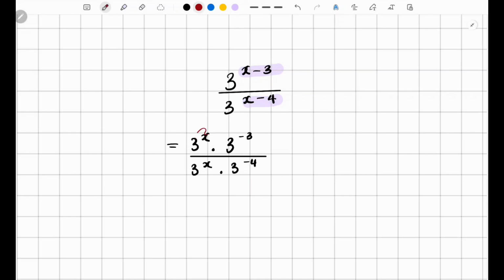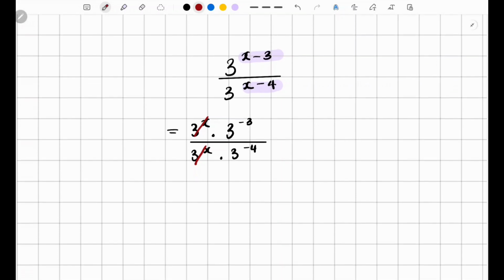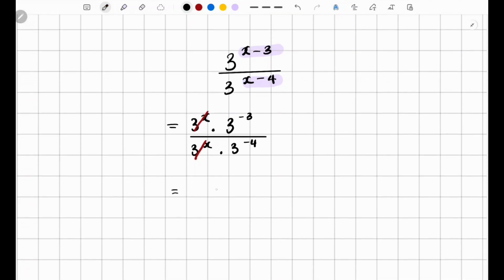And then you can see that on the numerator and the denominator, those two would cancel because they're exactly the same. And then you would have to just divide that. So you would use the rule that the bases are the same. So 3 to the power of negative 3, and you know it's going to say minus negative 4, which will become a plus 4. And so 3 to the power of negative 3 plus 4 is 3 to the power of positive 1, which you don't have to write. And that would be your answer.